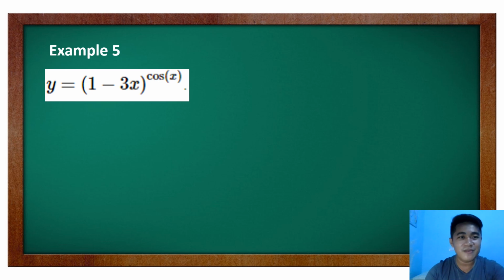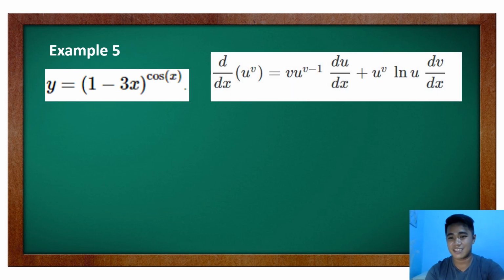So our last problem there is y equals (1 minus 3x) raised to the power of cos x. You know the base has an x and the exponent has an x. So this is simply related to the exponential function. If you still remember, in the differentiation of an exponential function, we have this as our formula, where our base has an x and our exponent has an x. In this problem, we can say that 1 minus 3x is our u, and our exponent, which is cos x, will be our v.